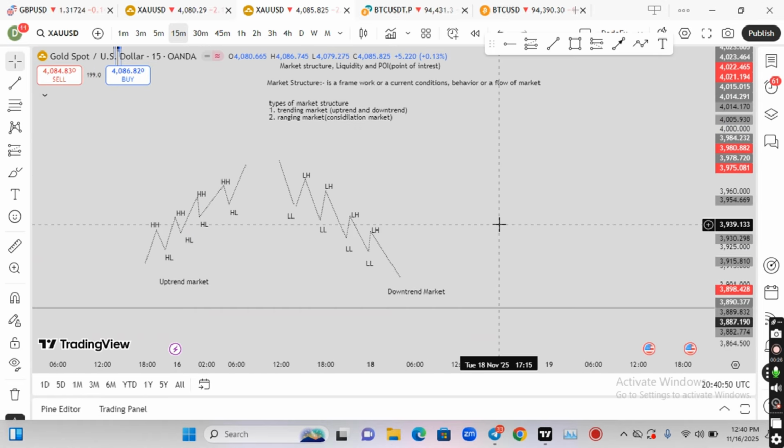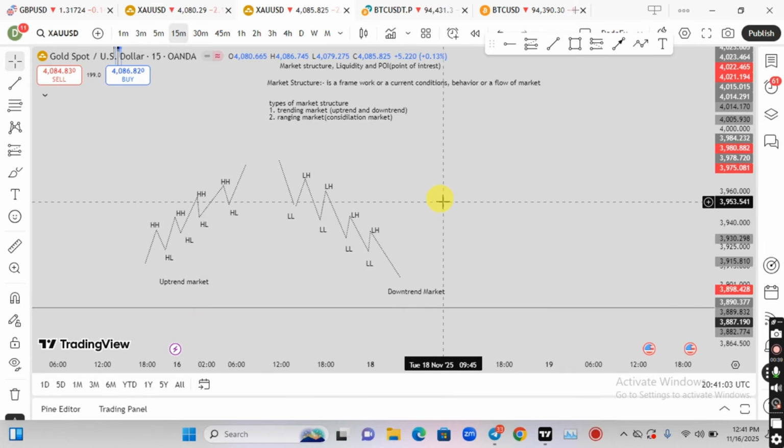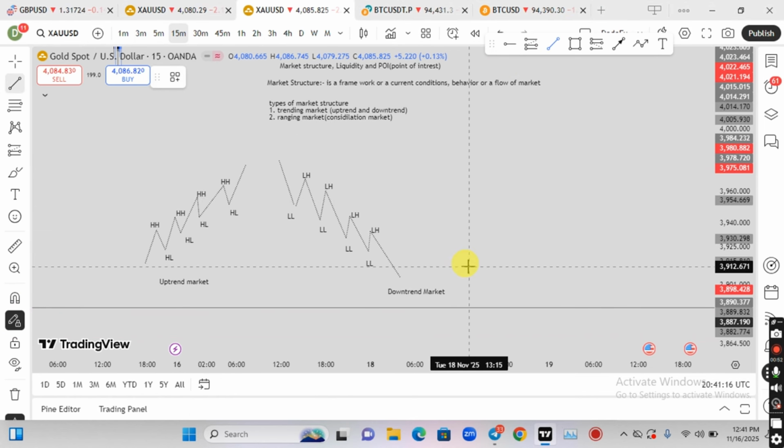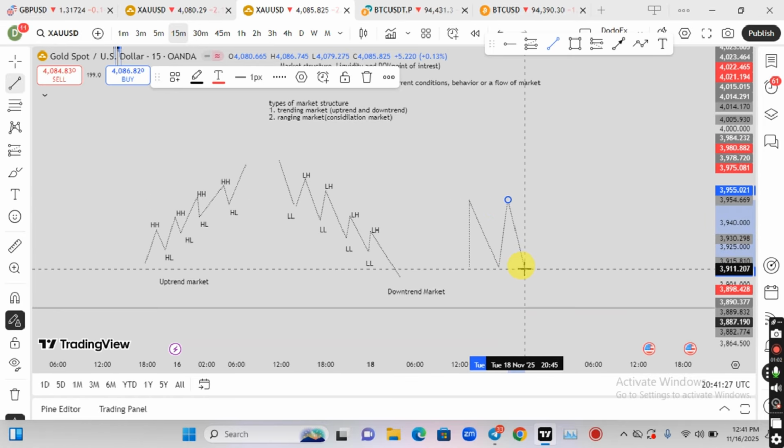So now let's talk about ranging market, also known as consolidation. In forex, consolidation is a period where a currency pair's price moves sideways within a defined range after a strong trend. Instead of price breaking a zone to create new highs, price decides to range within certain levels, going from support level to resistance level, then from resistance level back to support level.